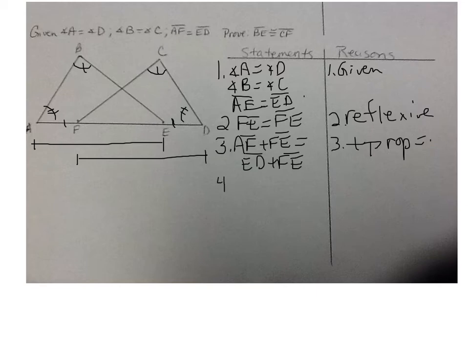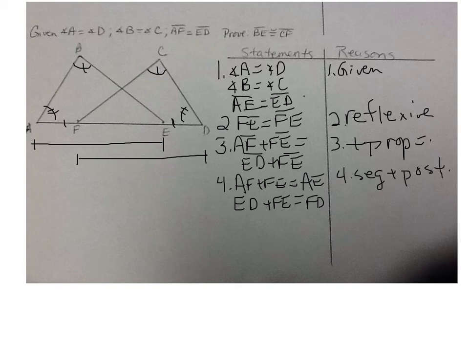Then we look at what is AF plus FE. Well, AF plus FE is equal to that line segment we want, AE. And ED plus FE is equal to FD. And that was the segment addition postulate. Then, being that in step 3 and step 4 we have an equation that we can substitute into.